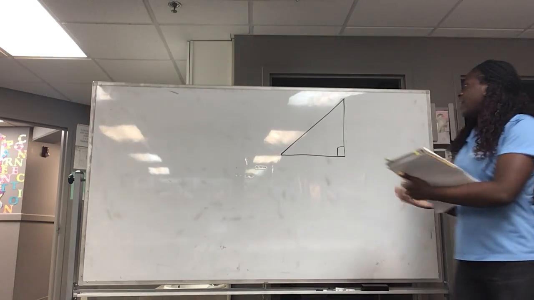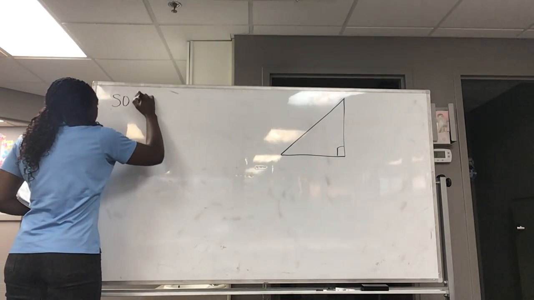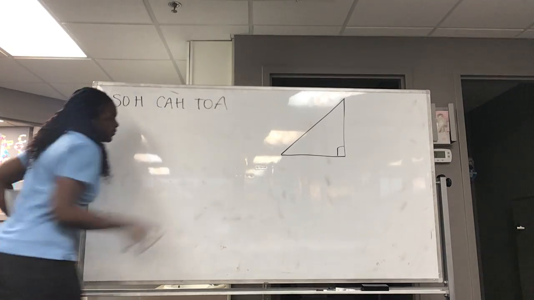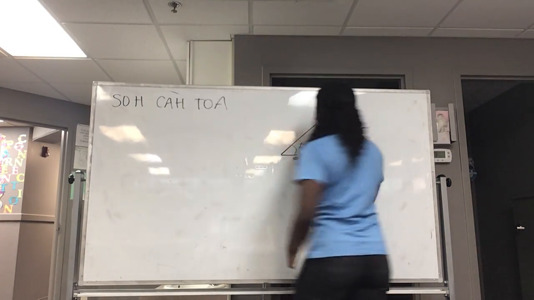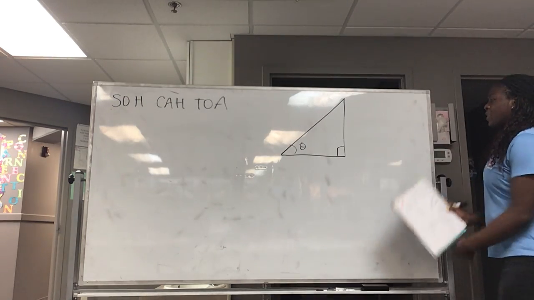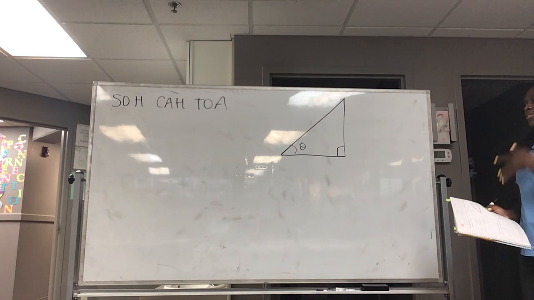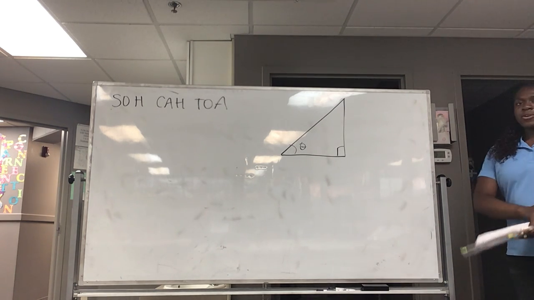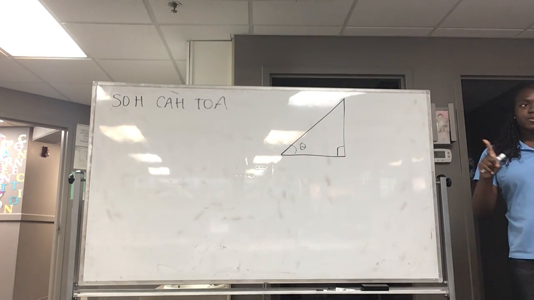So here's my right triangle, and then remember our acronym was SOHCAHTOA. So let's say I'm talking about this angle right here. We can label the sides that are opposite, adjacent, and then we can also label the hypotenuse. So remember that the hypotenuse is the longest side. That's one way we can identify it.